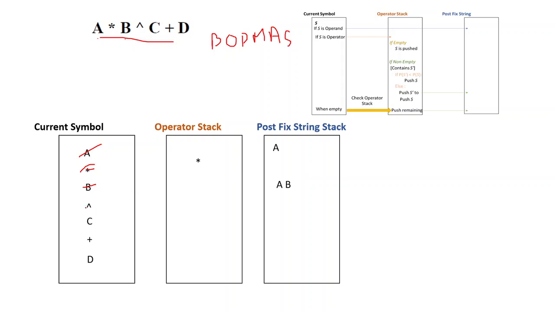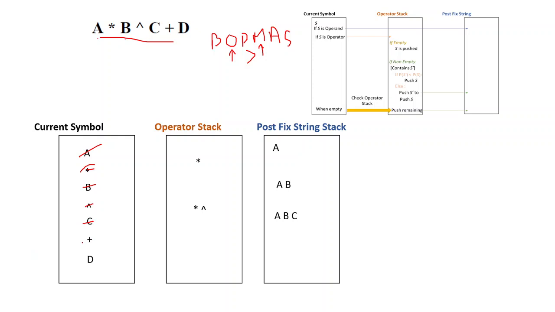Next we have the to the power of operator, or the caret, whatever you call it. So here this is your to the power of and this is your multiplication. So clearly this is less than this. Therefore we will be pushing to the power of to the operator stack. So the operator stack now contains multiplication and to the power of. Next we have the operand C, and C needs to be pushed to the postfix string stack.